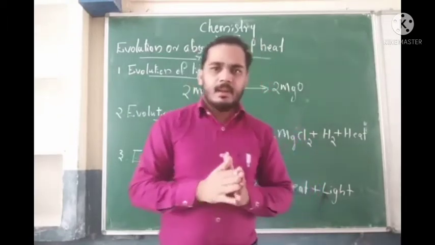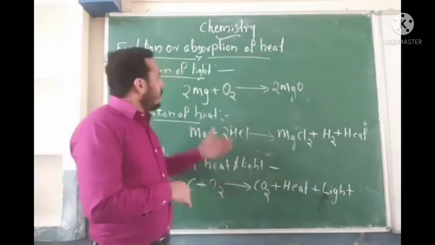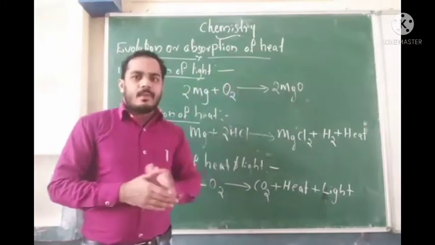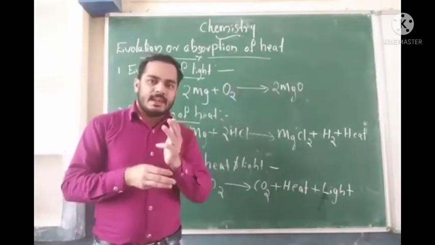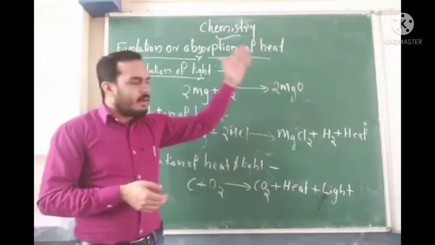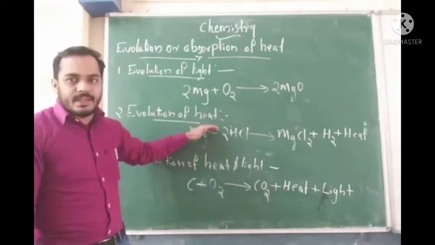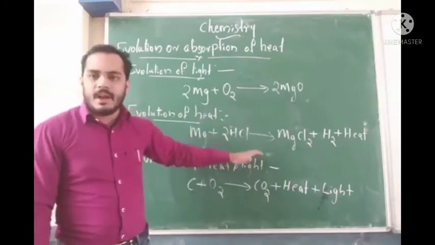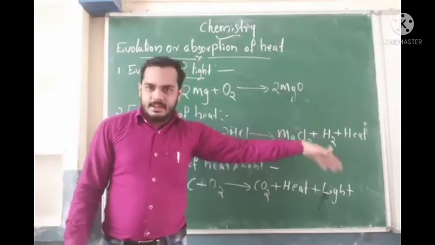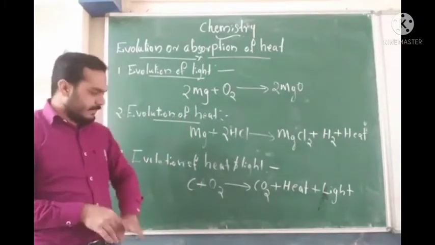So I repeat once again, the characteristic features of chemical reaction. The third one, evolution or absorption of heat. Based on heat evolution, it is classified into 3 categories, with 3 best examples given here. The first one, magnesium reacts with oxygen to form magnesium oxide and light energy is formed. And second one, evolution of heat. Here magnesium and hydrochloric acid react to form magnesium chloride, hydrogen and heat energy. And the third one is evolution of both heat and light energy.